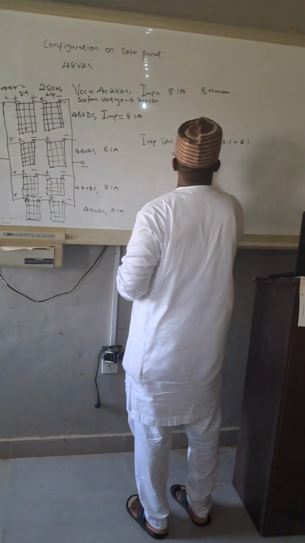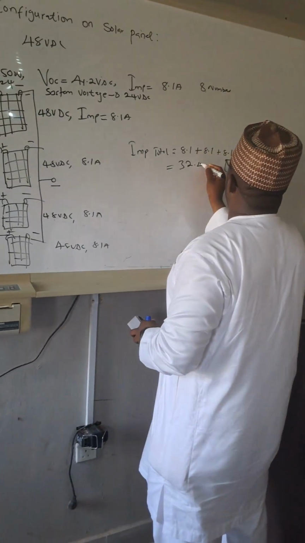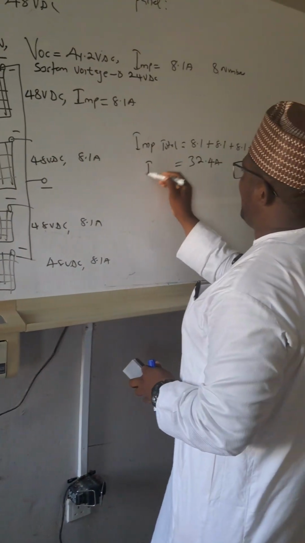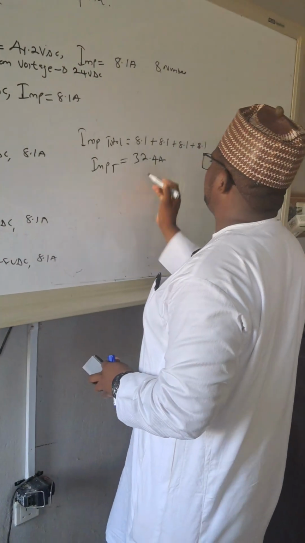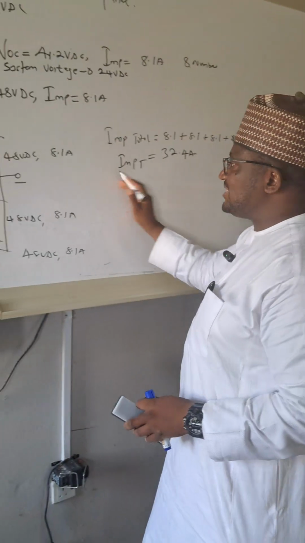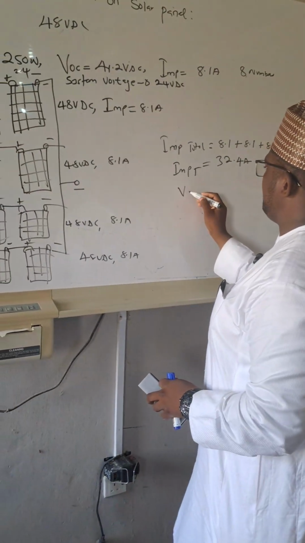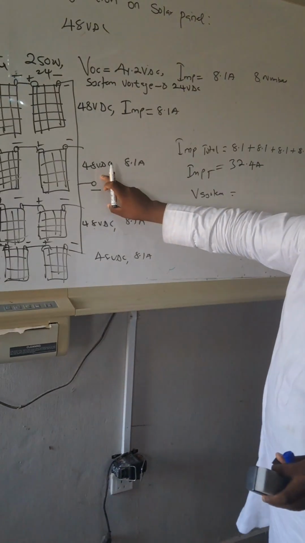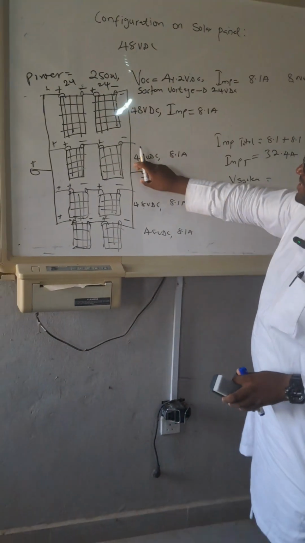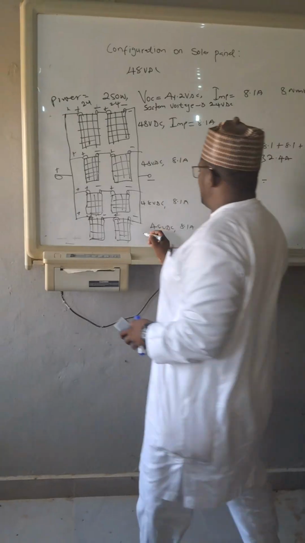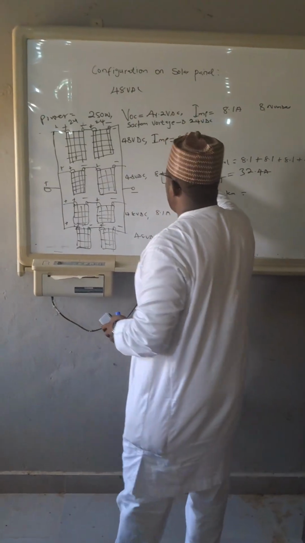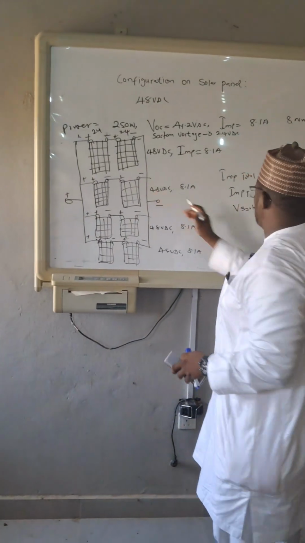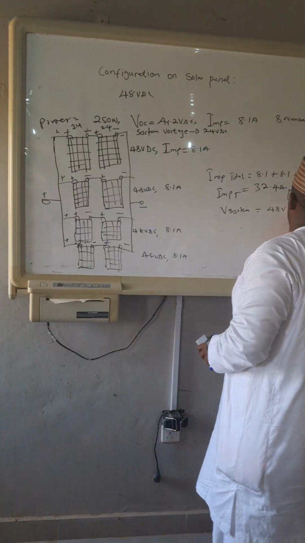Okay, so how many strings do we have? 1, 2, 3, 4. We have only 4 parallel connections. That is why we have 4 currents. 8 plus 8 is 16, 32, 32.4 amps. This is IMP total. While the voltage will remain, the system remains what? 48, because in parallel connection, current is added. The current is this, while the voltage will remain constant, which means 48 VDC.